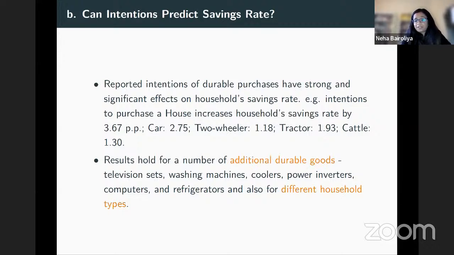We try it with different household types, like I said, in urban areas, rural areas, extended families, nuclear families, different occupations. We find similar results. These are very robustly predictive of savings rate.